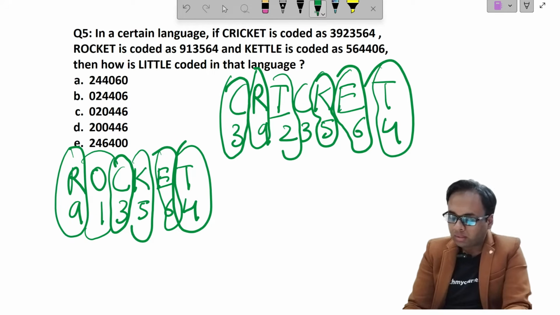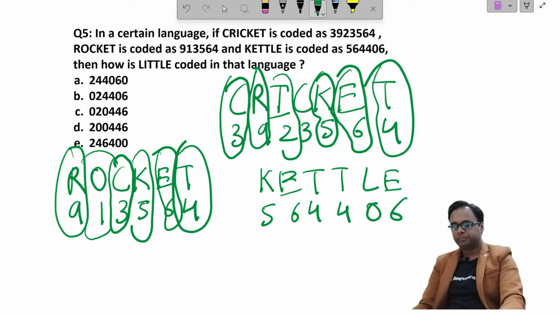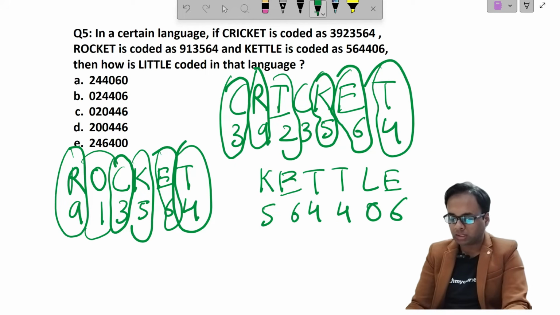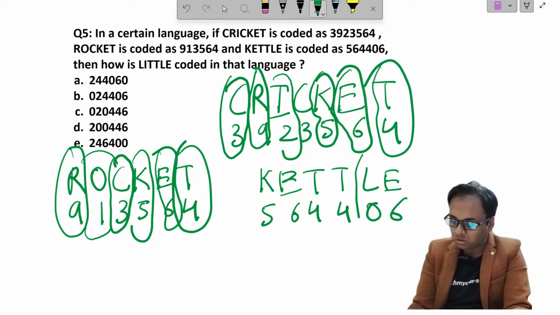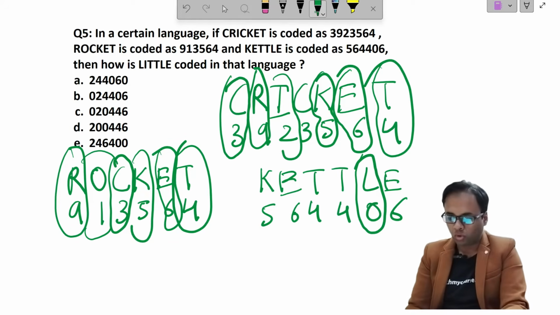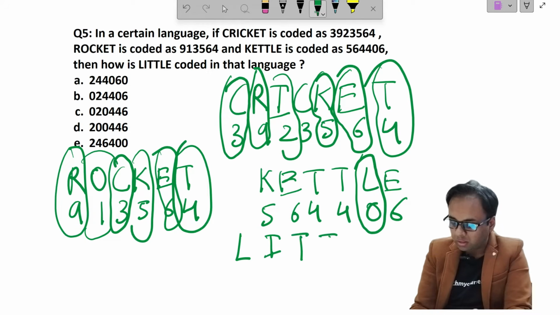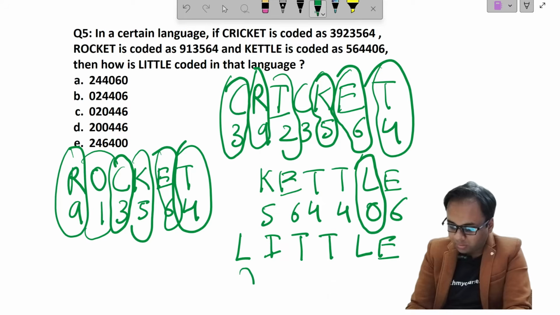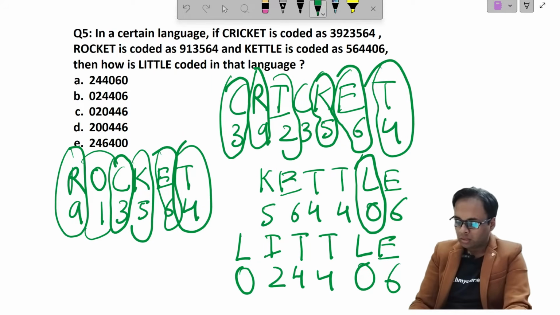Now they have given one more example, kettle, coded as 564406. We already know that E means 6, K means 5, and T means 4. We didn't know about L, so L means 0. Now the question is, how will little be coded? What is L? 0. What is I? 2. What is T? 4. What is L? 0. And what is E? 6. So this is the answer.